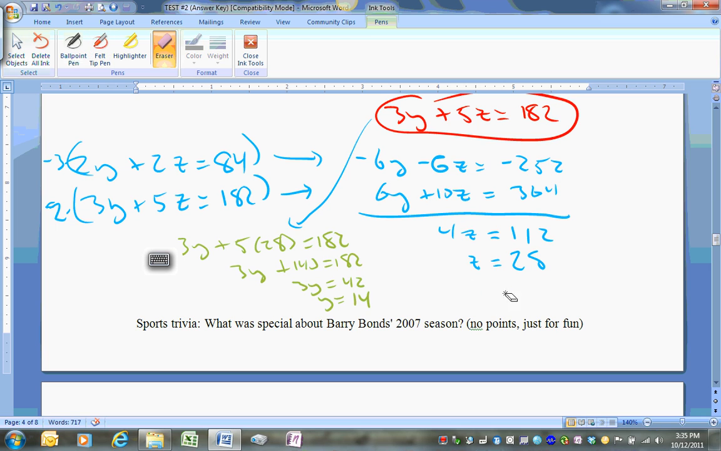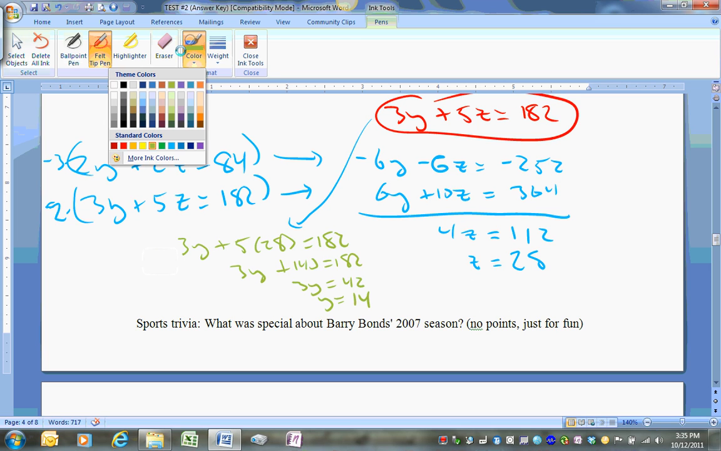This is so frustrating sometimes. Why does it not erase? Okay, let's use orange.